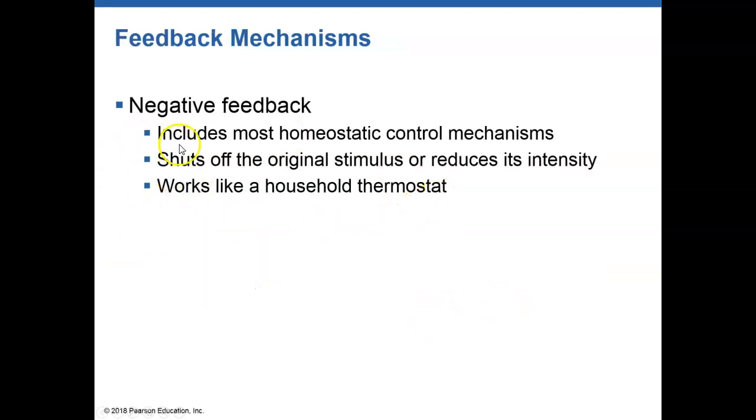The most common type of homeostatic control mechanism is negative feedback. And what negative feedback does is it stops or reduces the intensity of the stimulus. So I always like to think about touching something hot. We've all done it, where you touch a pan that was on the stove and you don't think about it, and you touch it and your hand immediately jerks back.